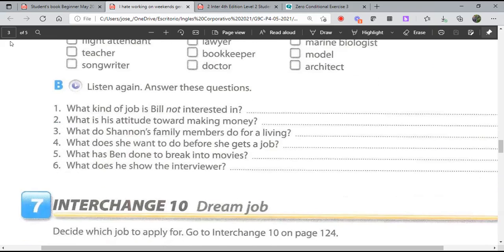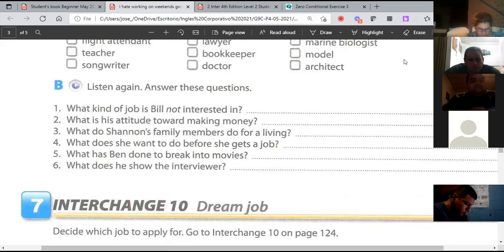So that's why. As a recap, let me just give you a recap over here. All right. Bill is not interested in making money yet. He wants to be a flight attendant. Shannon does not want to work in the same business as his family members, which are either law or business, okay?